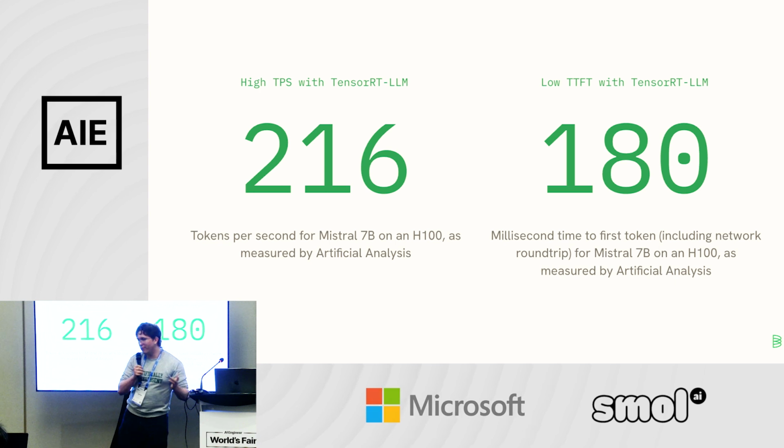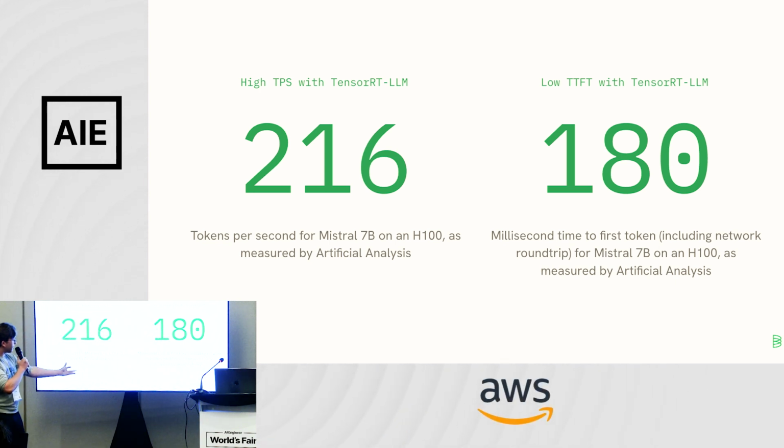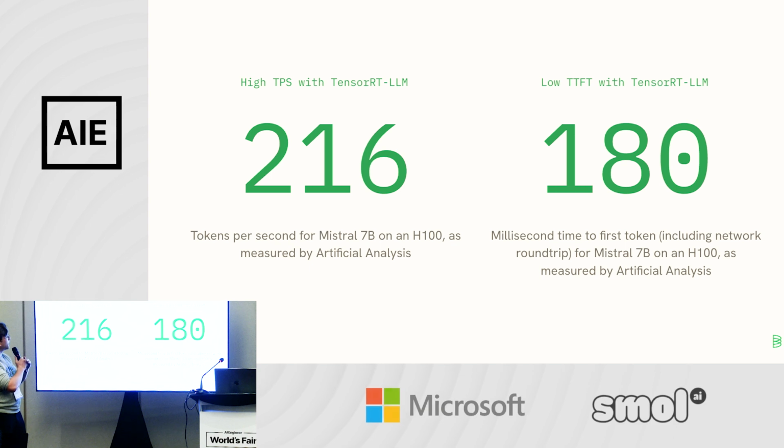So what makes TensorRT-LLM worth it? Well, it's the performance. These numbers are from a Mistral 7B that we ran on Artificial Analysis, a third-party benchmarking site. With TensorRT-LLM and a few other optimizations on top of it, we were able to get 216 perceived tokens per second and 180 milliseconds time to first token.